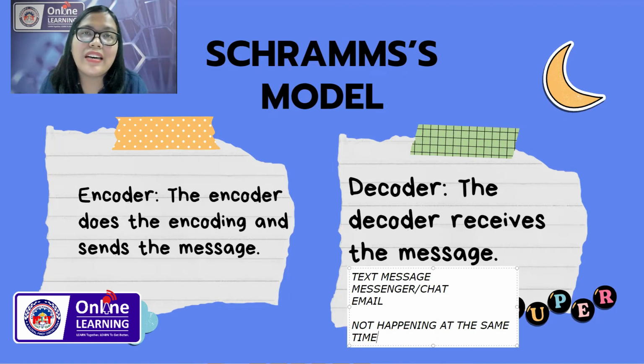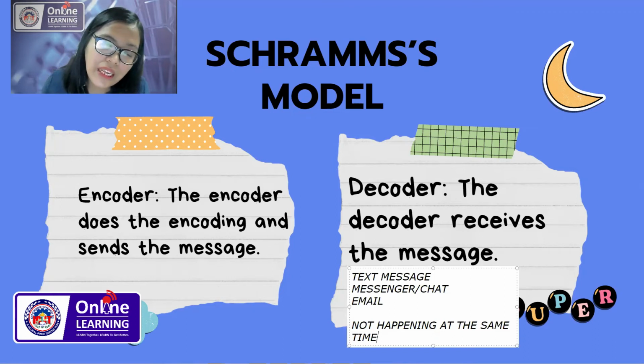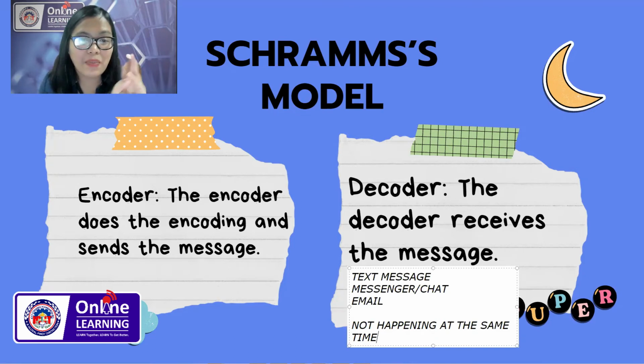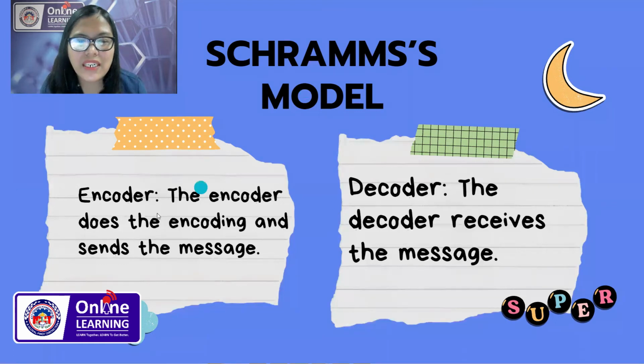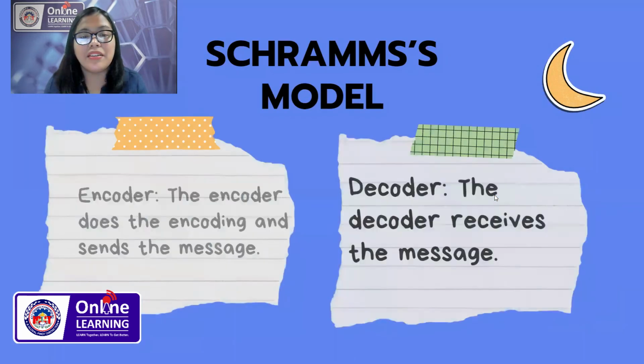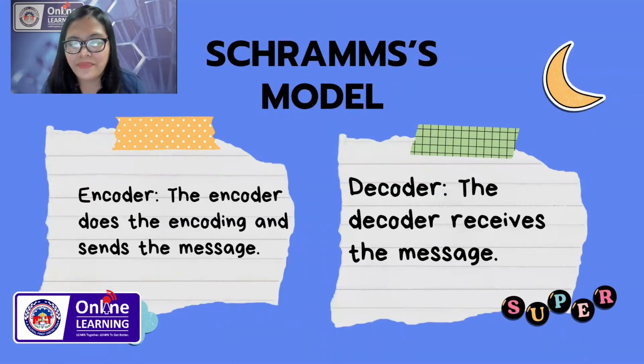It is time consuming. When you are encoding a message, first you read and comprehend, next you encode, and then you send. So that is time consuming, which is why we said it is not happening at the same time. Likewise, what is happening in the Shannon Weaver? Shannon Weaver is happening at the same time because it is through telephone, happening simultaneously. Unlike the Schramm model, that is not happening at the same time.